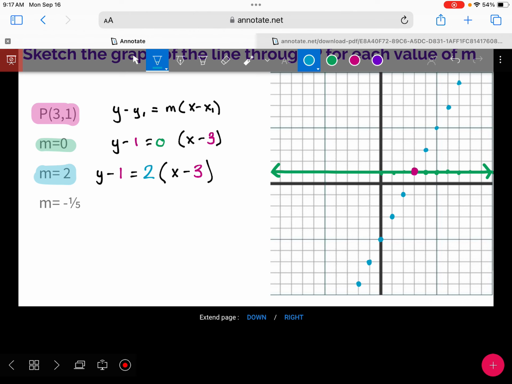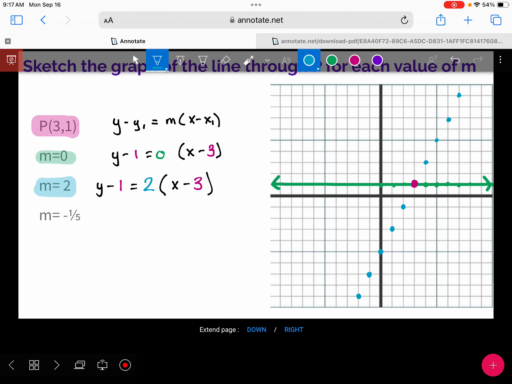The more points you draw, the easier it is to connect them up with your ruler. If you just draw like 2 points, like just the pink point and this one, it's really hard to get your line to line up correctly. So the more points you draw, the easier it is to get your line in the right spot.